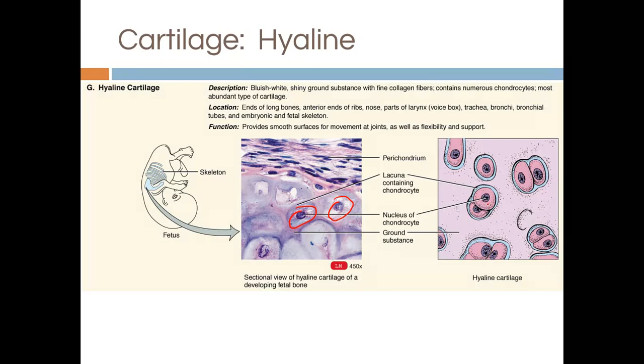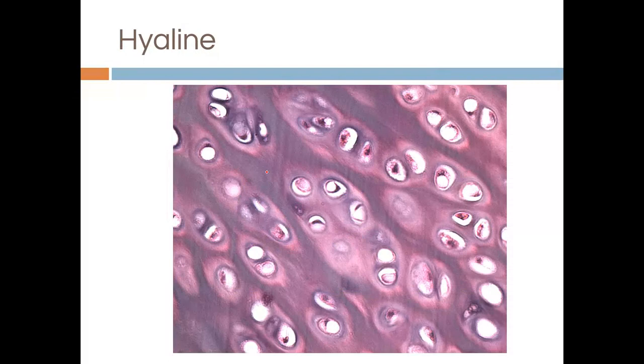Each one of these chondrocytes lives in a little tiny hole inside of the gel matrix called a lacuna. And they just kind of produce this stuff. They produce this ground substance that's containing a lot of protein. Here's another picture of some hyaline. And you can see all this kind of purple stained stuff. That's the gel matrix.